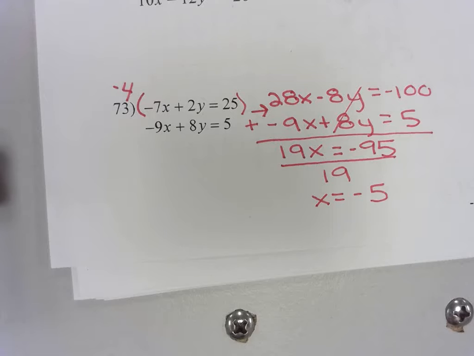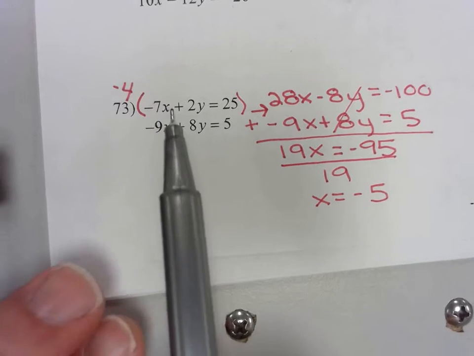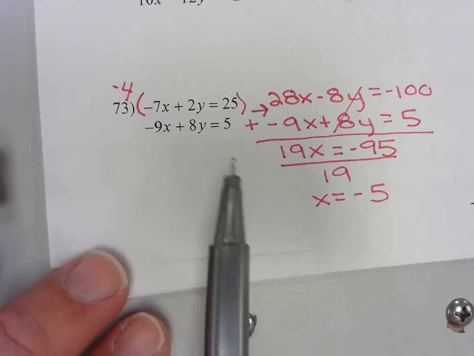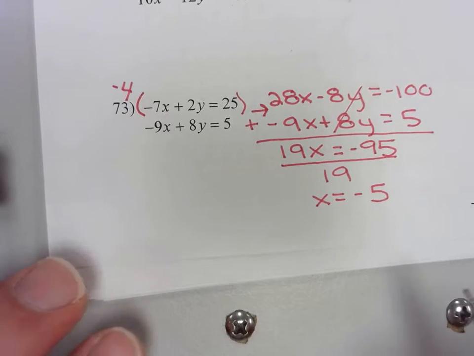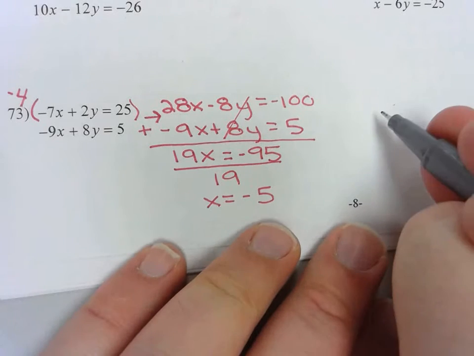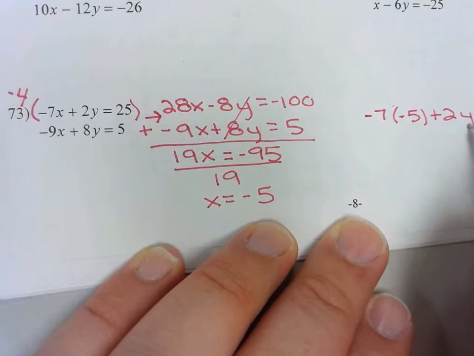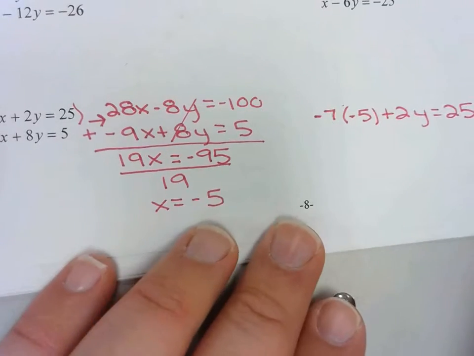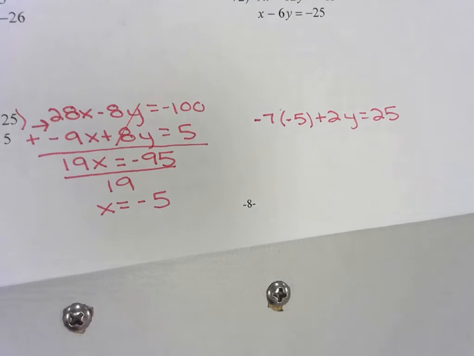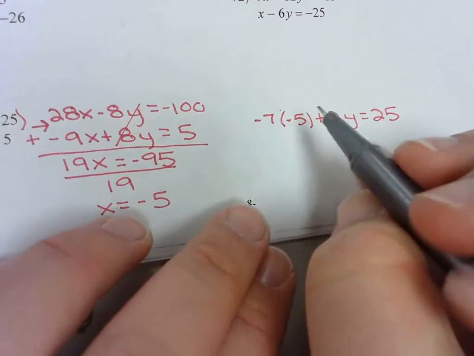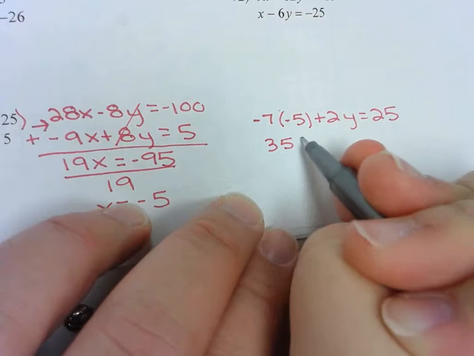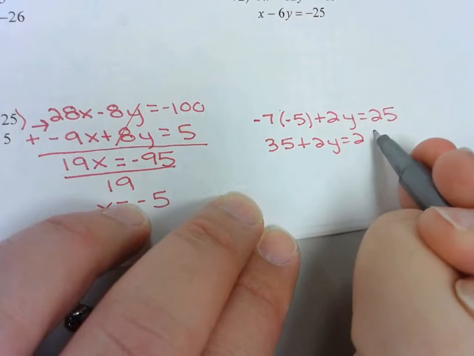Plug it in. Here's kind of the downside of elimination: none of these equations are y equals already, so you're just going to have to pick one and plug in negative 5. I'll choose the top one. It doesn't really matter. Negative 7 times negative 5 plus 2y equals 25. It doesn't matter if you use the original equation or the equation after you multiply negative 4 through. I'm going to use the original one because the numbers are a little smaller. I plug negative 5 in where x is: negative 7 times negative 5, positive 35, plus 2y equals 25.